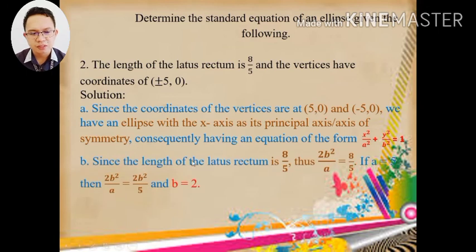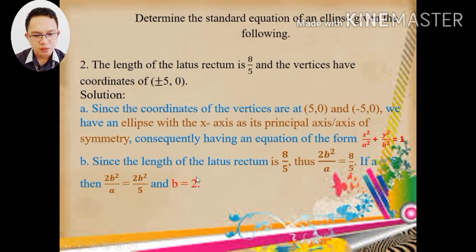So, since the length of the latus rectum is 8 over 5, we will use the formula again: 2b squared over a is equal to 8 over 5. If a is 5, where did we get a? Here, because the vertex stands for, or the a stands for, the vertex. So, then, substitute the given, and then simplify, and b is equal to 2.